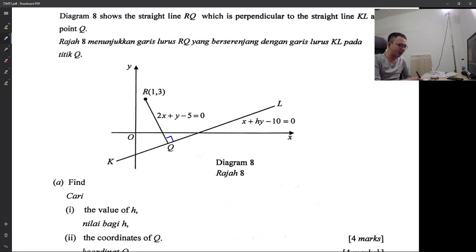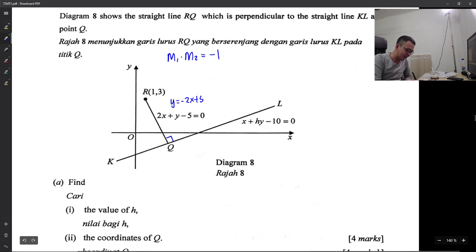Perpendicular means what? Perpendicular means gradient 1 multiply gradient 2 should equal -1, right? So I will need to get both of the gradients, and luckily I have the equation over here, isn't it? So I can make it into y equals mx plus c, then I can easily get the gradient. From this equation, if I rearrange, y should equal -2x plus 5. So my m should be -2. For this equation, if I rearrange, I should get y equals -1 over h x plus 10 over h.